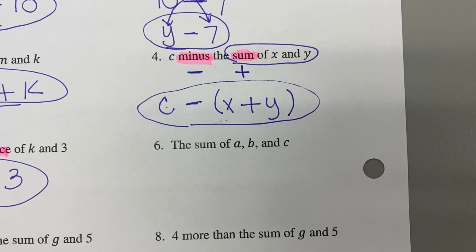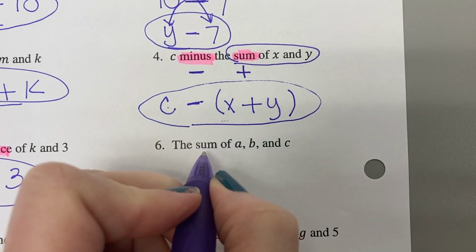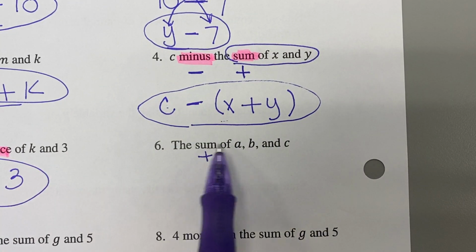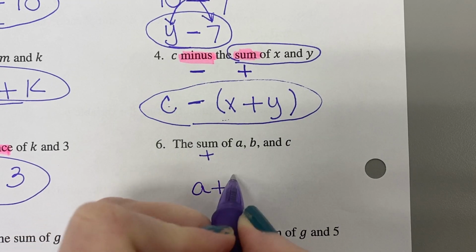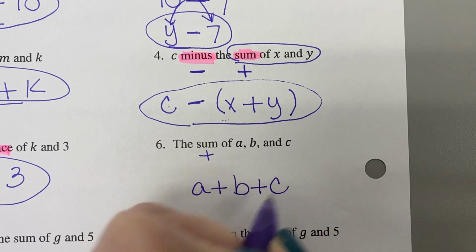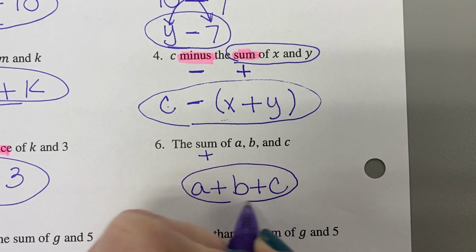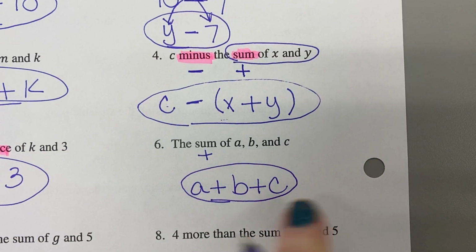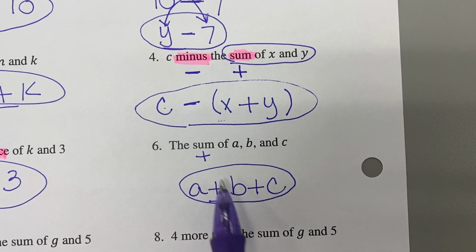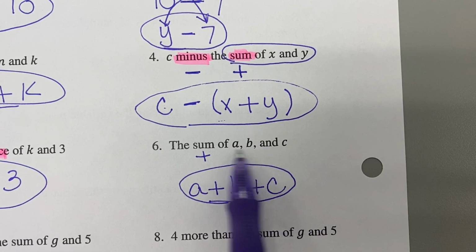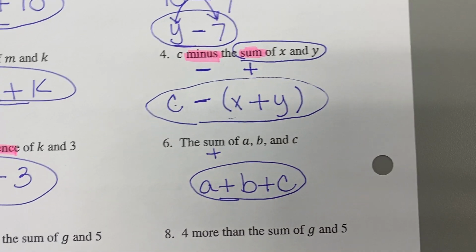Number 6. The sum, we know that's addition. The sum of a, b, and c. a plus b plus c would be the sum of a, b, and c. And again, order doesn't matter because it's addition, which is commutative, but just because of the way it was presented, I'll just put it in that order.